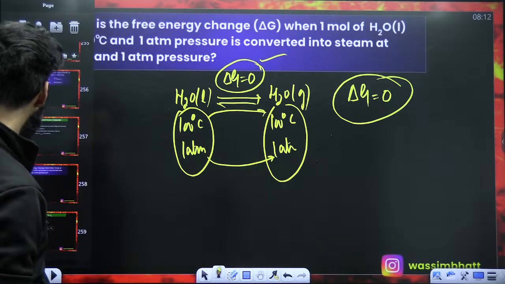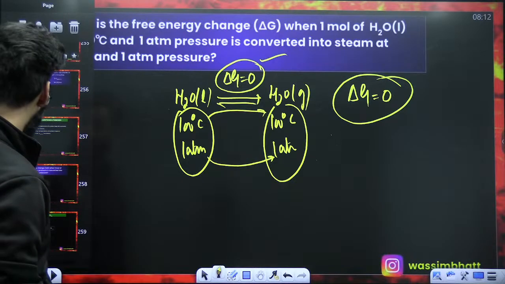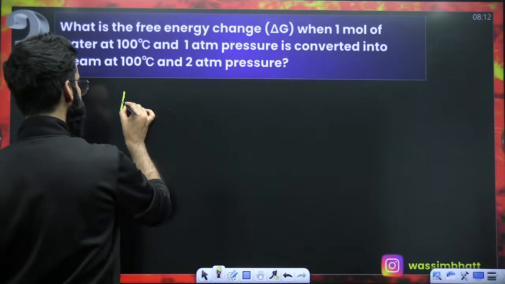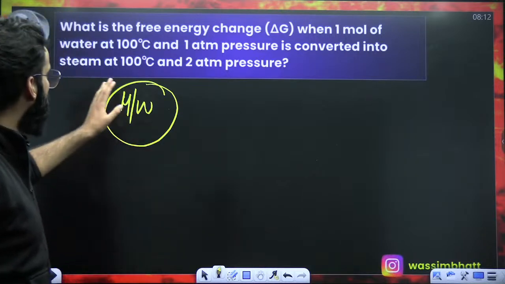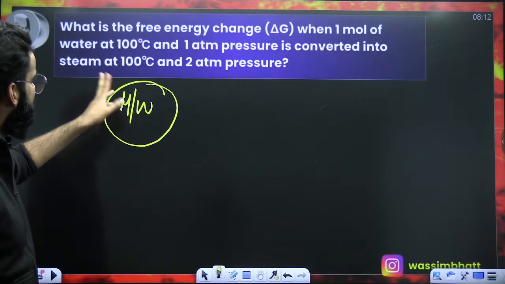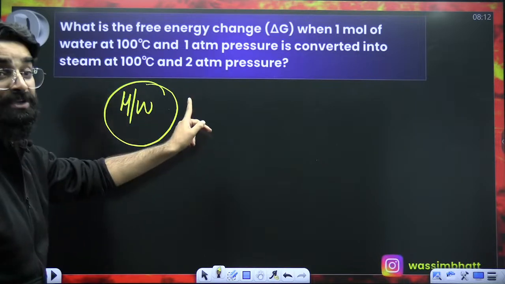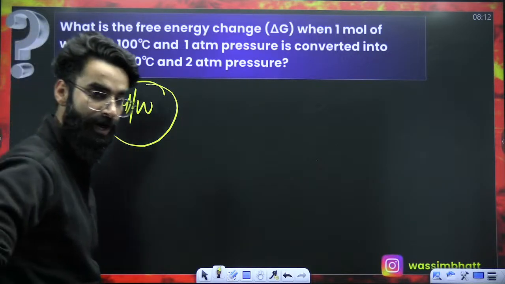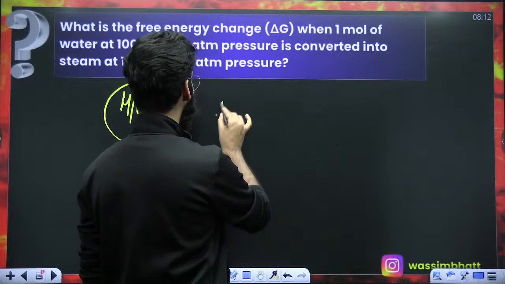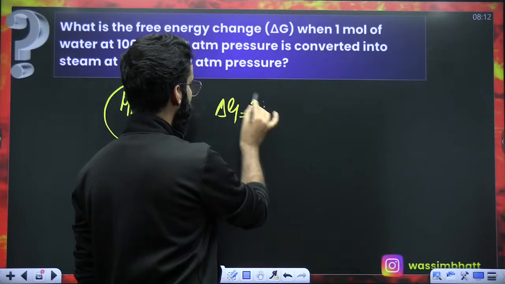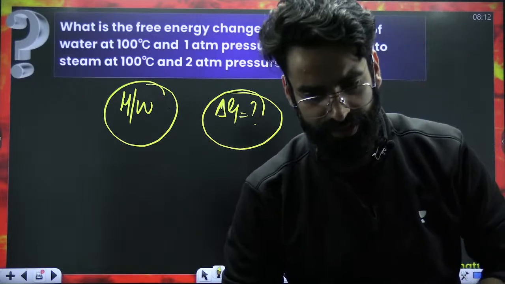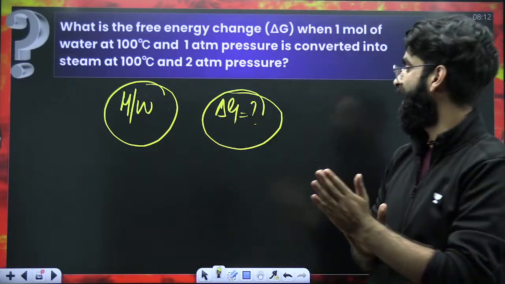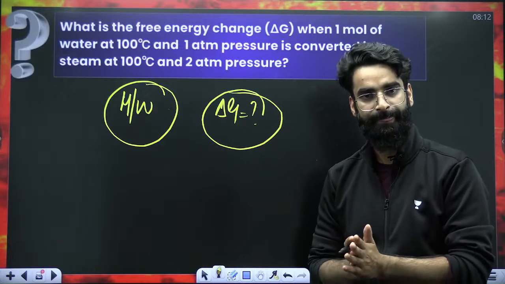Perfect. One question, which is your homework question. This is something which you guys are going to solve. Again, you are vaporizing 1 mole of liquid water, keeping temperature the same, but you are changing pressure from 1 atm to 2 atm. You have to calculate the value of delta G during the process, right? This is your homework question. You guys will let me know the answer to this particular question in the comment section, right?